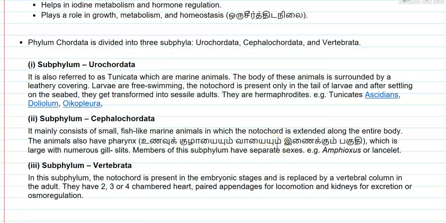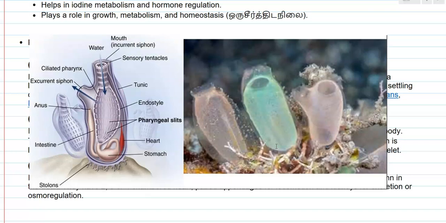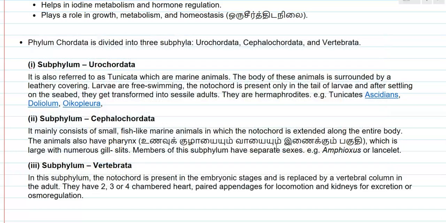Next, we look at the details of the subphyla of phylum Chordata. Urochordata, cephalochordata and vertebrata are the important subphyla. Here, the subphylum Urochordata is also referred to as Tunicata, which contains mainly marine animals. The body of these animals is surrounded by a leathery covering, which is referred to by a special term called a tunic. The larvae are free swimming.